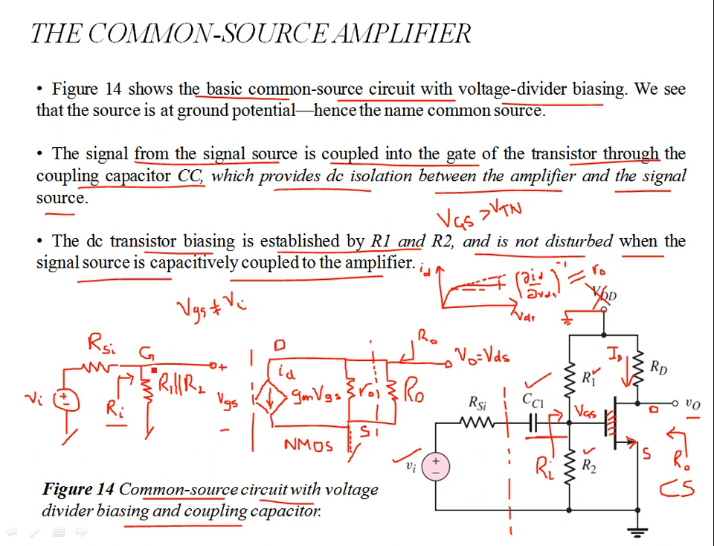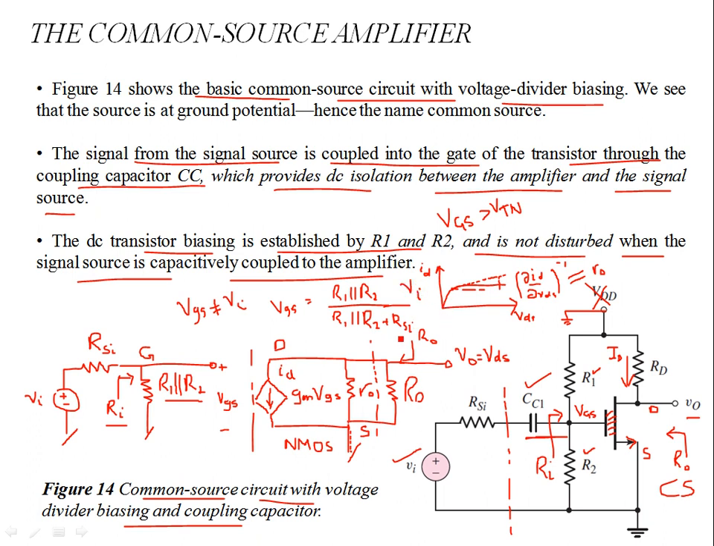You see why? Because there's a voltage division happening between the internal source resistance RSI of the source and the biasing resistances, which come in parallel in the AC equivalent circuit, R1 and R2, which is my input resistance. So VGS is equal to the parallel combination R1 parallel R2, divided by the parallel combination R1 parallel R2 plus the source resistance of the driving AC source, RSI, multiplied by VI.